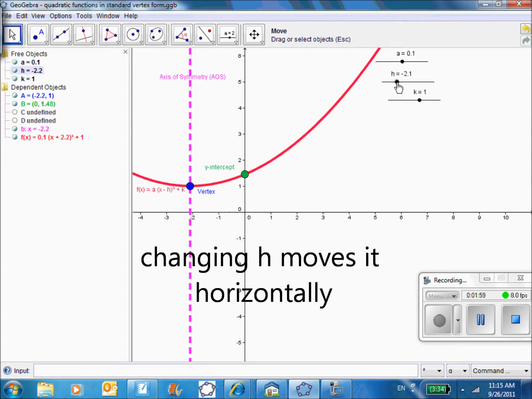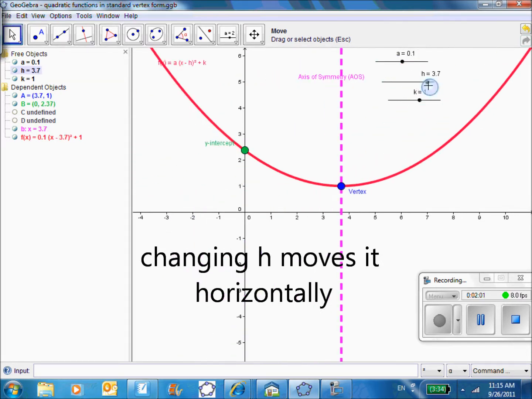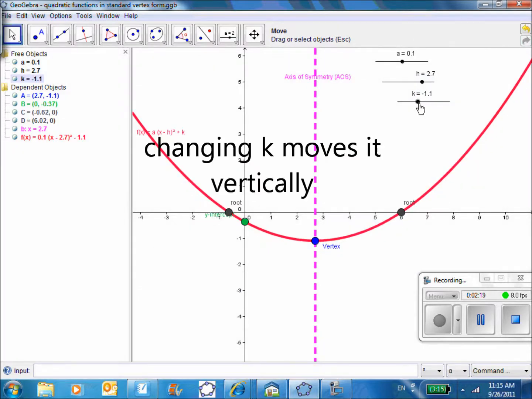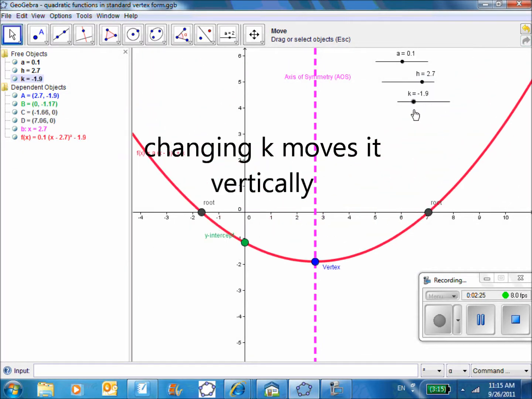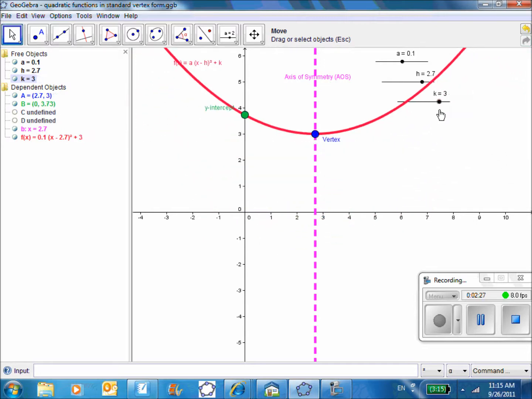Let's go down to H and K. Slide that around. It's changing the H. Slide the K around. What does sliding the K around do, Libby? Y values. Changes the y values. How does it change the shape?